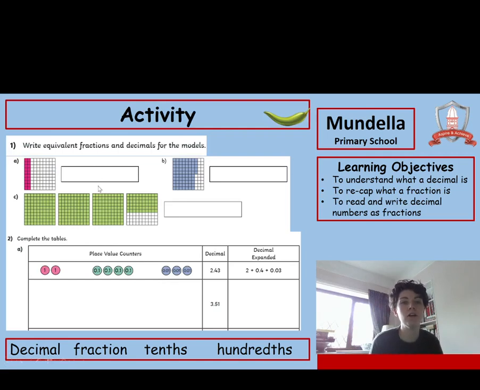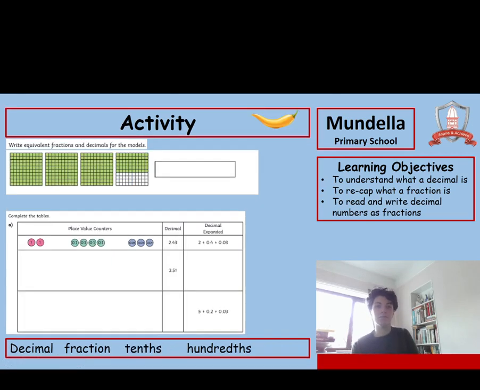I'd like you to have a go at writing the equivalent fractions and decimals for the model. So look at the pictorial representation and write down what that would be as a fraction and as a decimal. And then completing the place value counters below, like we did in the warm-up. Write down what that would be as a decimal expanded. Pause the video to have a go at the task.